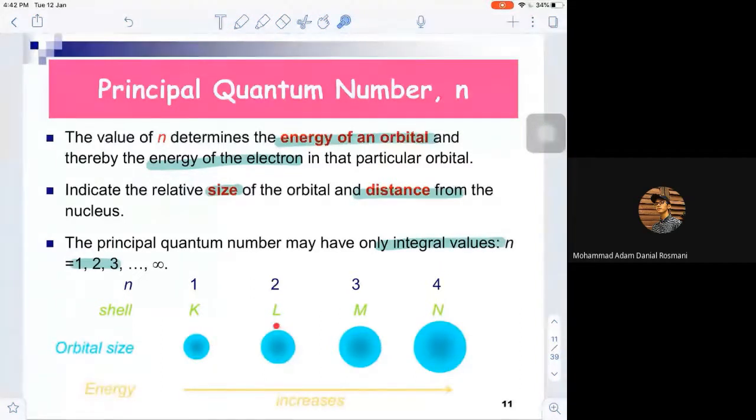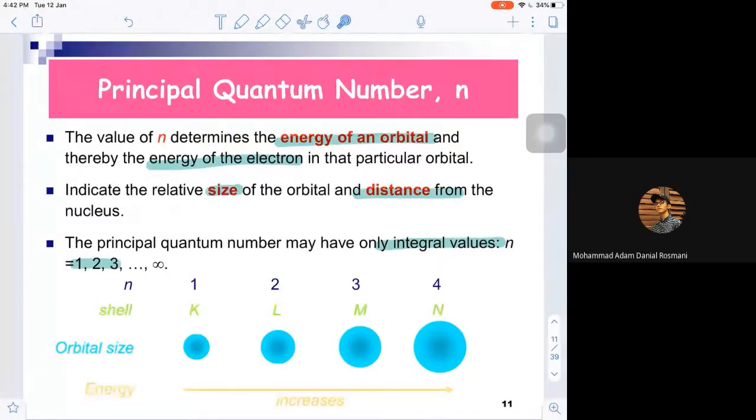Compare with the second orbital, which has n equal to 2. See, the size of this orbital is larger than this. And then n equal to 3, the size of the orbital is bigger than this. With n equal to 4, the orbital is bigger than the one with n equal to 3. It is because n determines the size and also the energy: size, energy, and distance from the nucleus.